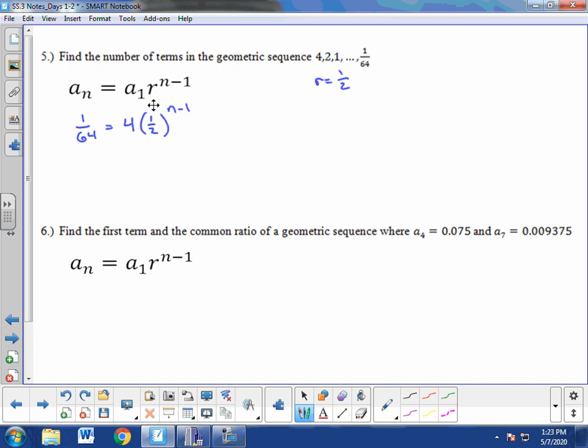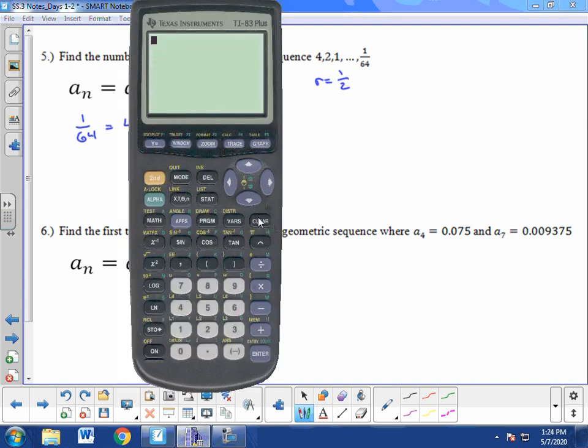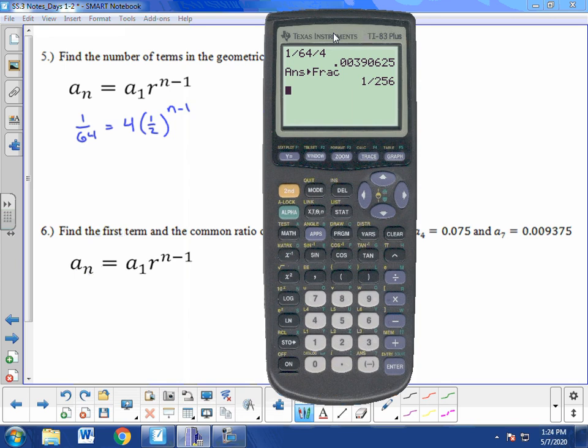So we want to be able to solve this for n. The first thing that we want to do, again, we have to get n by itself, is get rid of this coefficient. So divide both sides by 4. So in my calculator, I'll take 1 over 64 and divide that by 4, and it's going to give me a decimal, but I'm going to go ahead and put that into a fraction. So that's 1 over 256 equals 1/2 to the n minus 1 power.